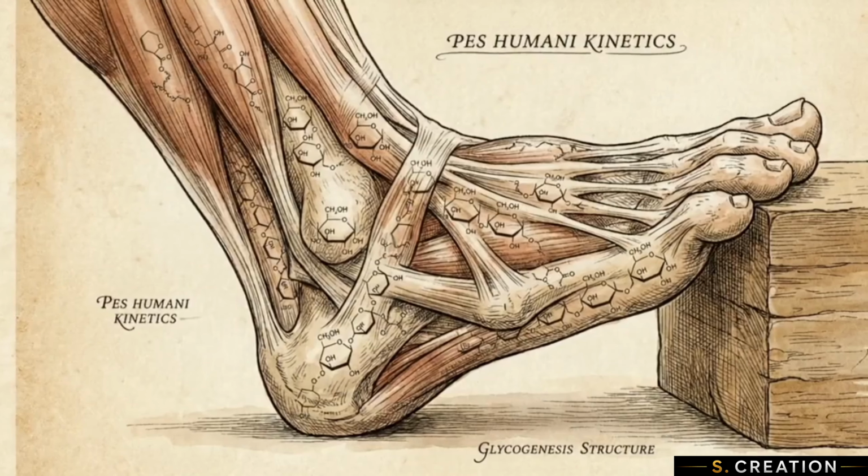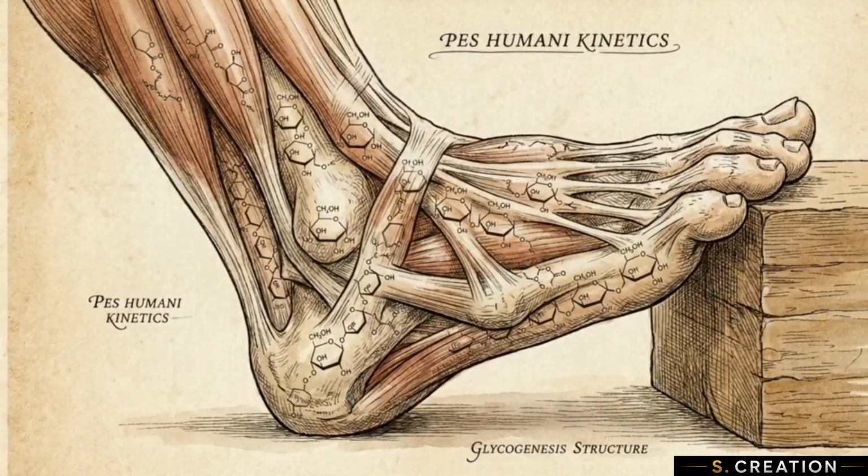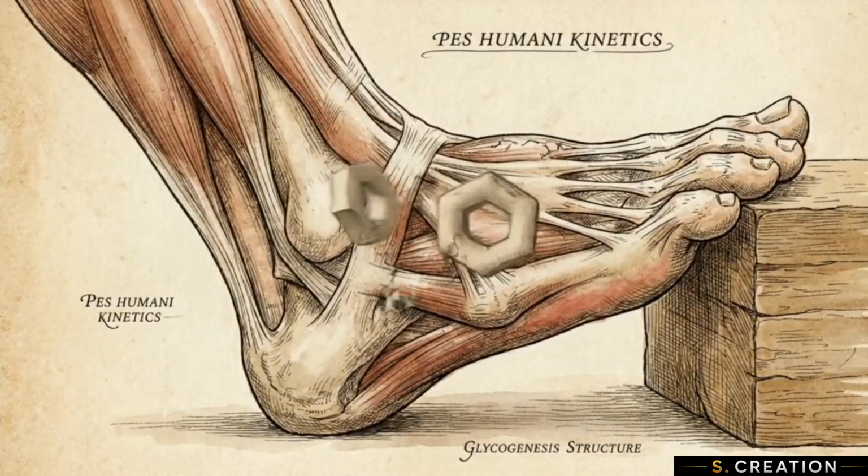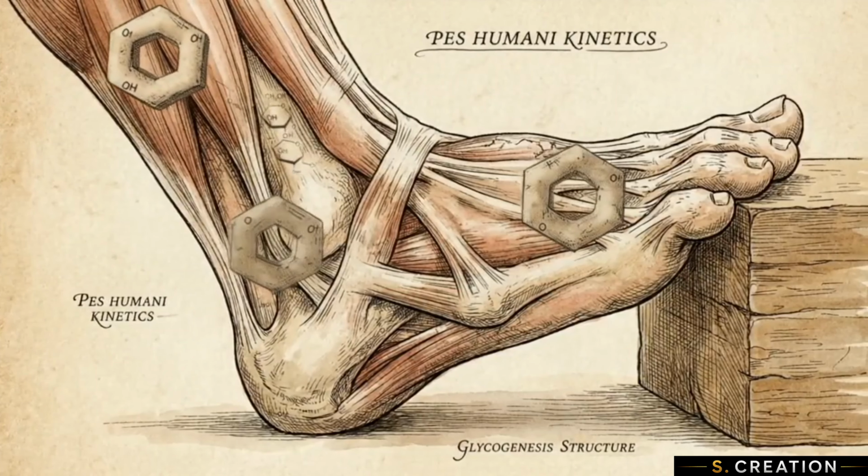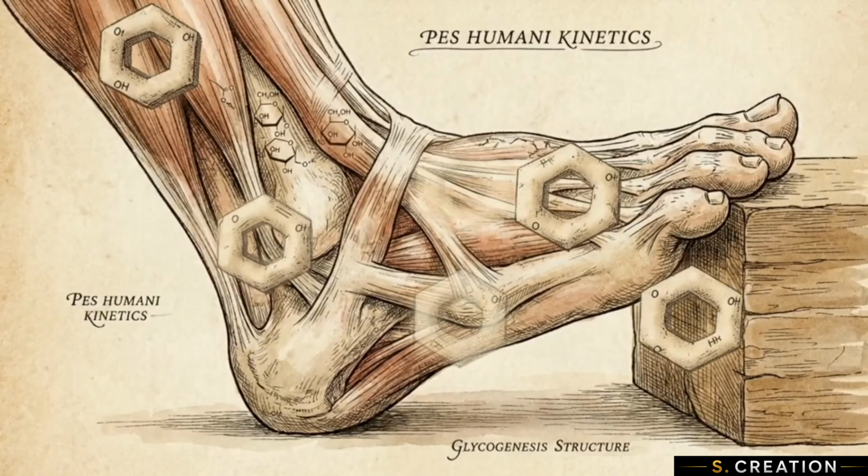From a single heartbeat to a sprinting stride, the structural diversity of human biology is built upon the precise, microscopic laws of carbohydrate stereochemistry.